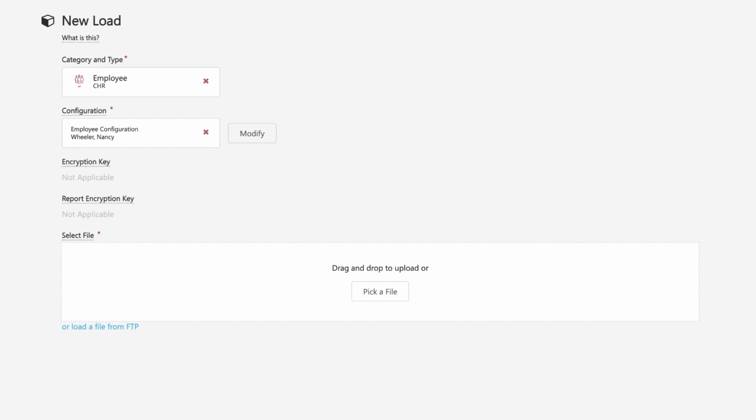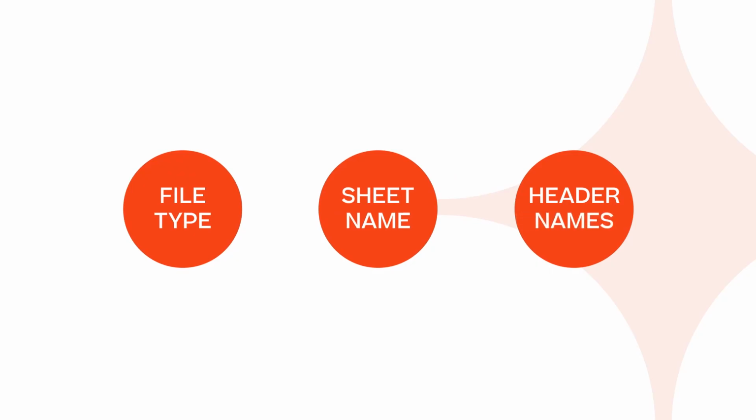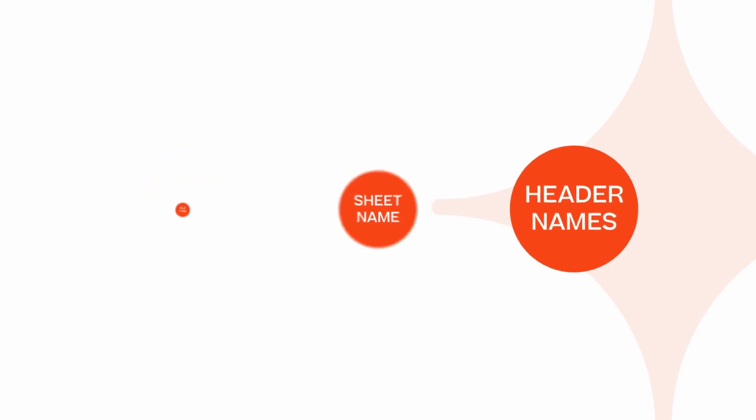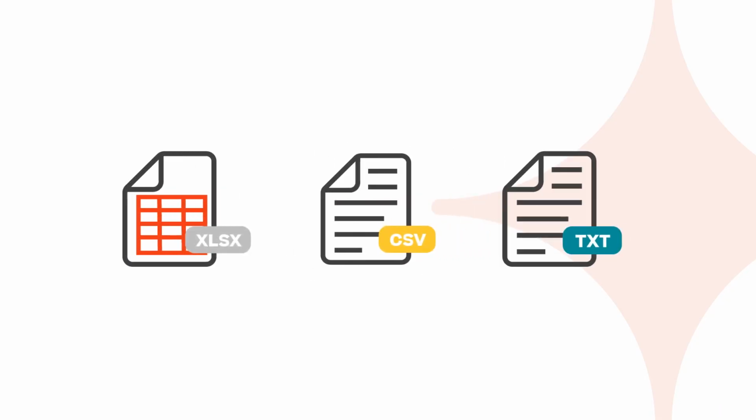Now, drag and drop the file to the center of the page, or use the Pick a File button to select the file from your computer. The file type, sheet name, and header names for the columns in your file need to match those mapped in the configuration. Only Excel, CSV, and text file types are supported. Text files may be comma, tab, or pipe delimited. For an Excel file, only one sheet can be loaded at a time.